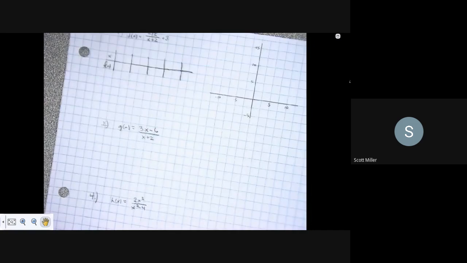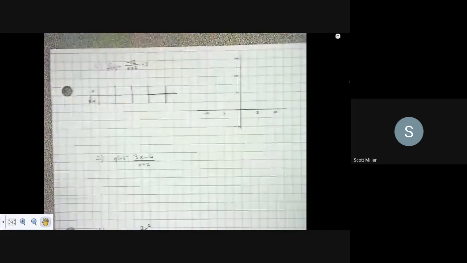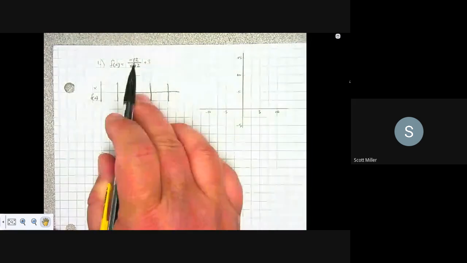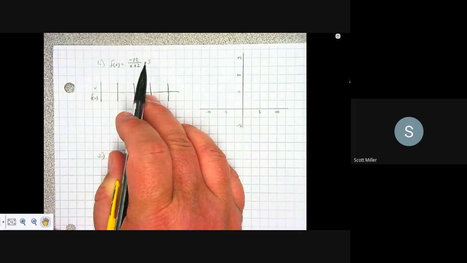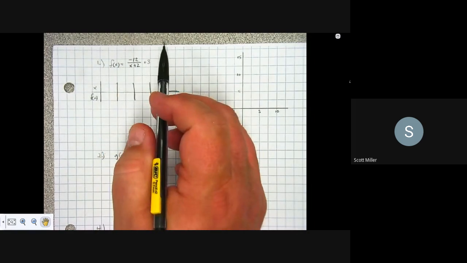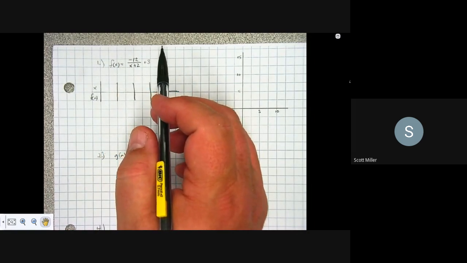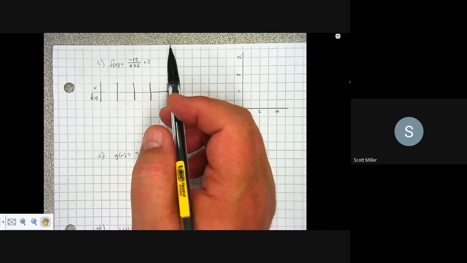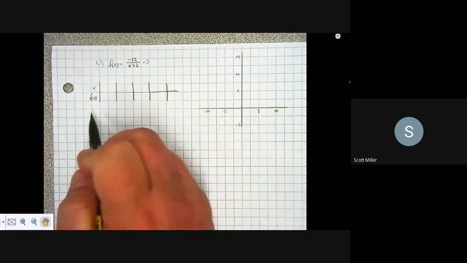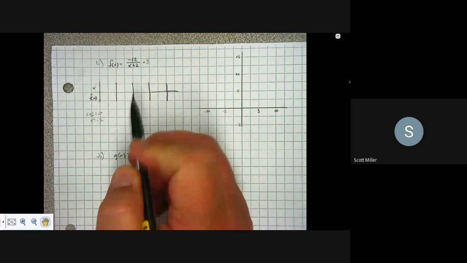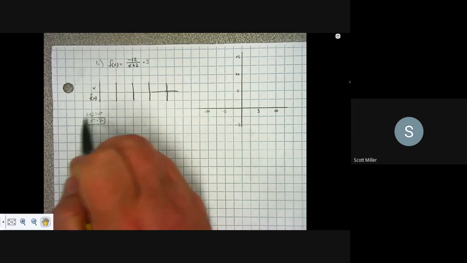So the first one we're going to do is we're going to look at this equation right here at the top. f of x equals negative 12 over x plus 2, plus 3. Notice this is in simple rational form. We already know how to find most of this stuff. We can see clearly that we take our x plus 2, set it equal to 0, and we get x equals negative 2. So I know that negative 2 is my vertical asymptote.